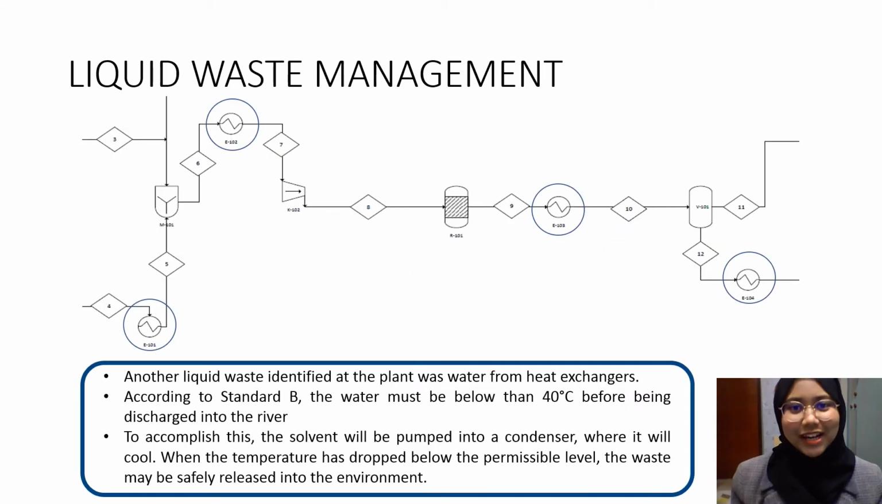Another liquid waste identified at the plant was water from heat exchangers. According to standard, the water has to be below 40 degrees before being discharged into the river. In this plant, the solvent that goes into the heat exchangers goes through processes which involve high temperature differences, which may result in surpassing the maximum required temperature. As for that, this solvent must first be treated to get its temperature below 40 degrees. To accomplish this, the solvent will be pumped into a condenser where it will cool. As a result, the solvent can always be cooled to 35 degrees or less.